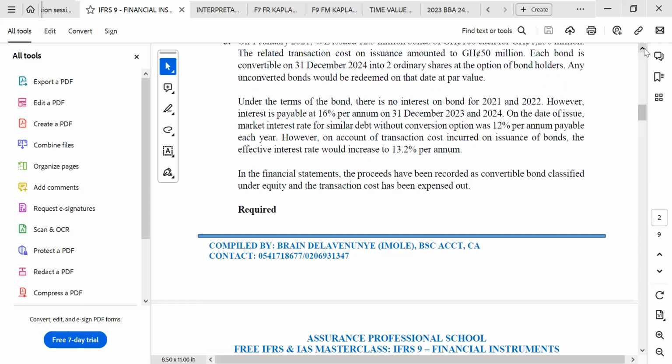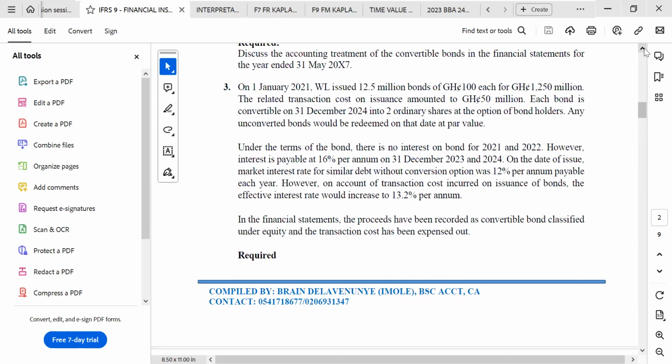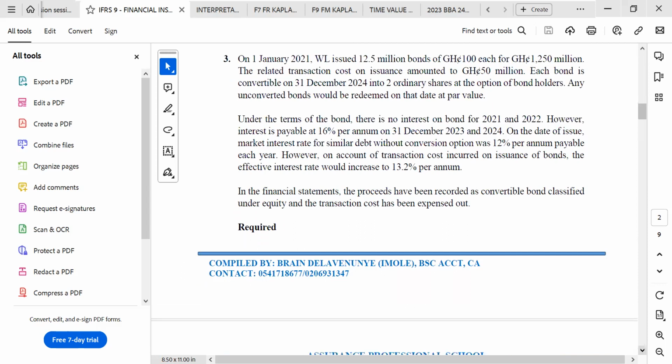Let's come here. I haven't spoken about what the entry will be if the people want to convert the bond, so we will do that one for this one. All right. So the bonds were 12.5 million bonds. Each of them was issued at 100 cedi. It means that the total proceeds will be 1,250 million Ghana cedis. That's what they have given to us.